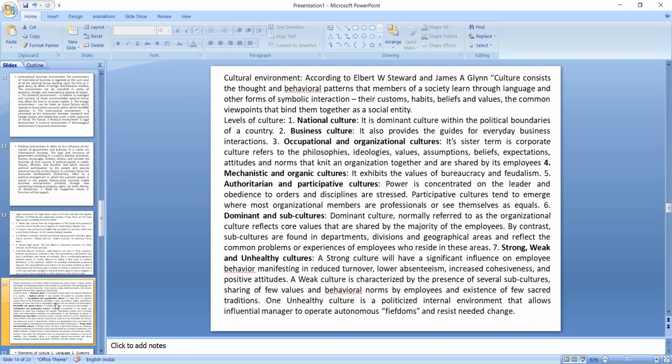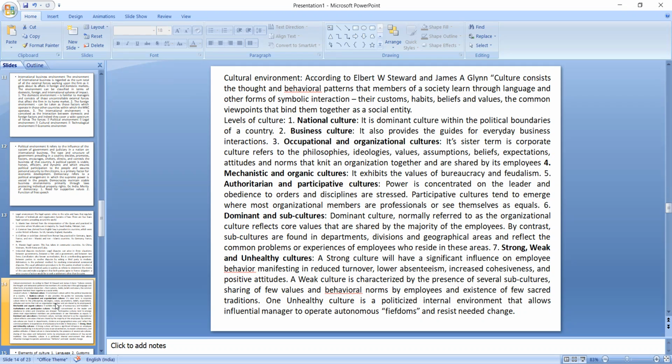Various types of cultures are there, not only a simple culture. National culture is the dominant culture within the political boundaries of the country. Business culture covers everyday business interactions and transactions. Occupation and organizational culture is the corporate culture. It refers to the philosophies, ideologies, values, assumptions, beliefs, expectations, attitudes, and norms that knit an organization together, shared by its employees. Mechanistic and organic culture exhibits the values of bureaucracy and feudalism.